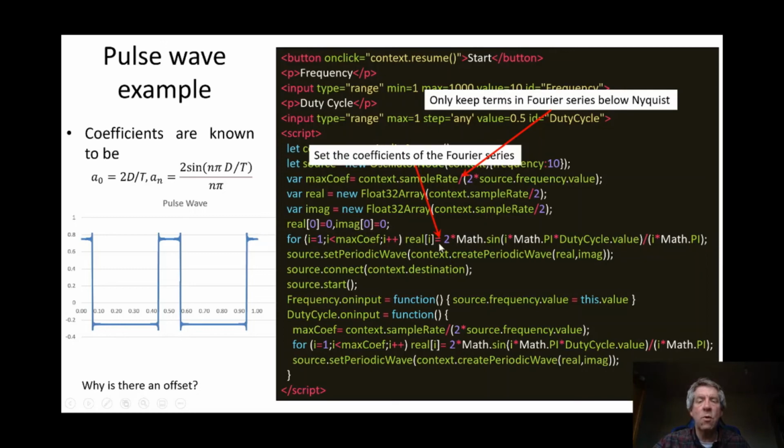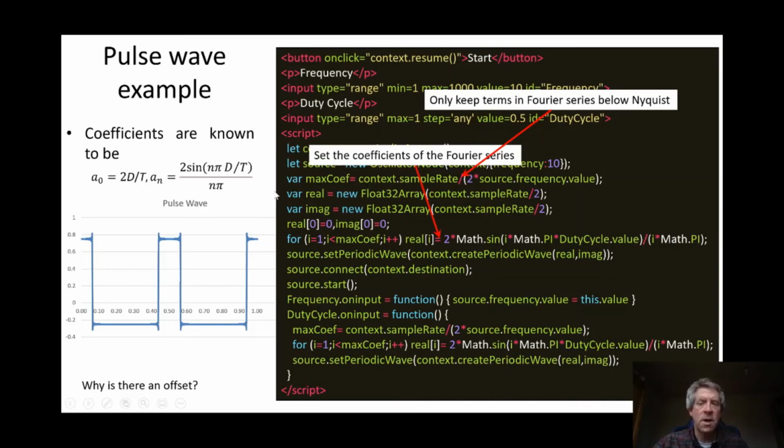And this long line is doing exactly what this is. It's defining 2 times sine of pi times n, which is the n value there, times pi times d over T, our duty cycle value, divided by n times pi here.